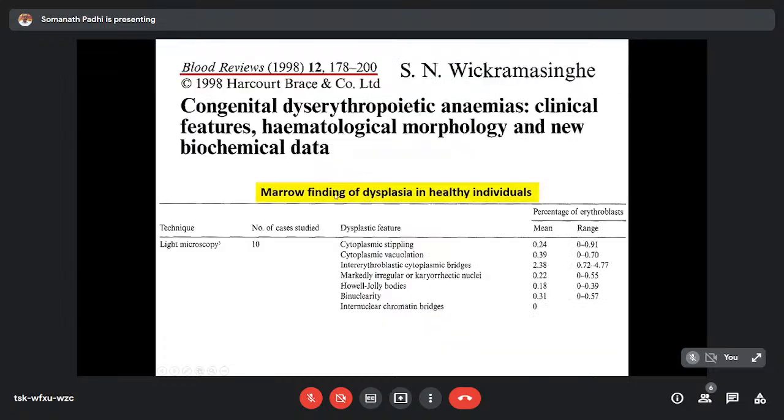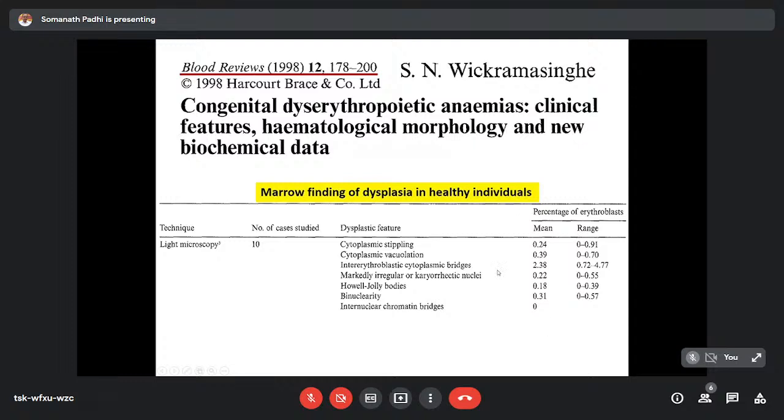So Wickramasinghe et al. described 15 cases of congenital dyserythropoietic anemia with classic clinical, biochemical, hematological, and electron microscopic features. And before they started, what exactly they did was they took 10 healthy individuals and they wanted to see the presence of any morphological evidence of dysplasia, which they found like cytoplasmic stippling, cytoplasmic vacuolations, inter-erythroblastic cytoplasmic bridges, markedly irregular or karyorrhectic nuclei, Howell-Jolly bodies, binuclearity, internuclear chromatin bridges.